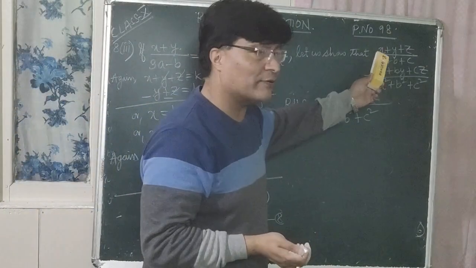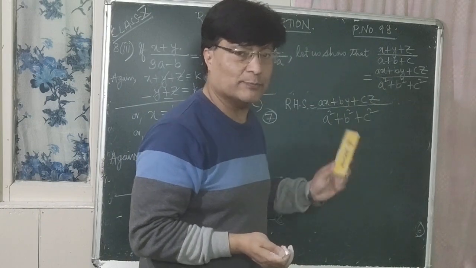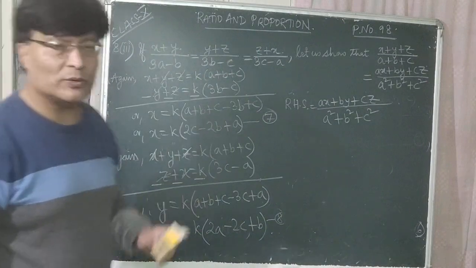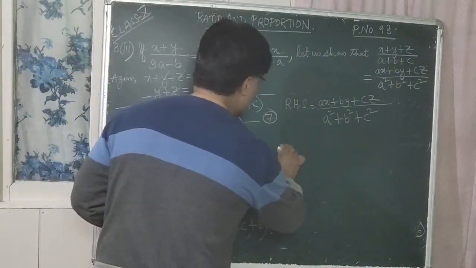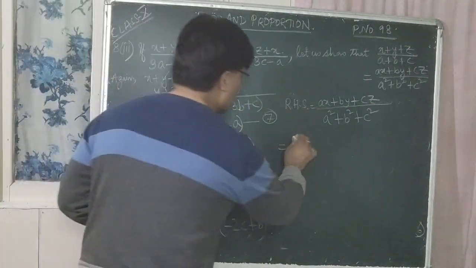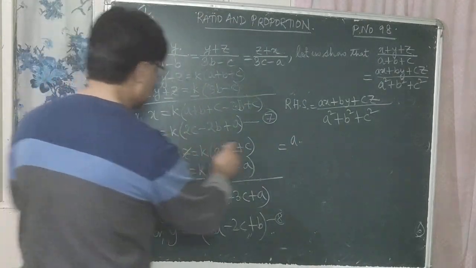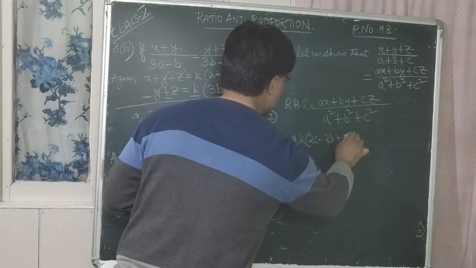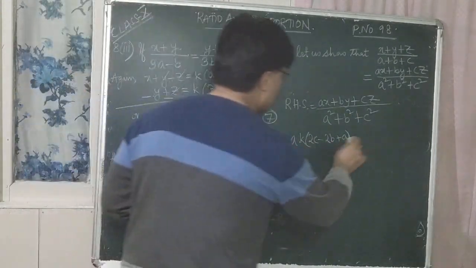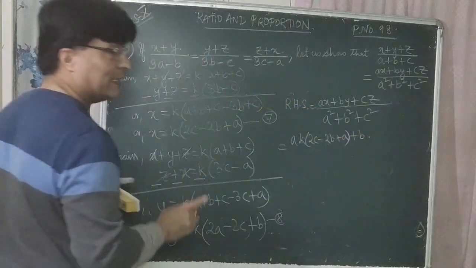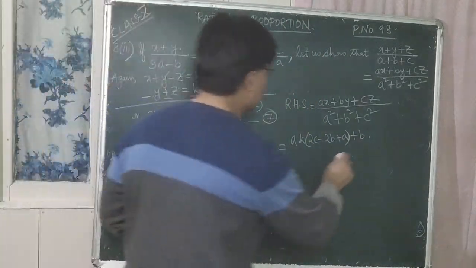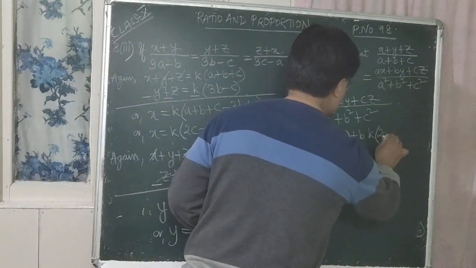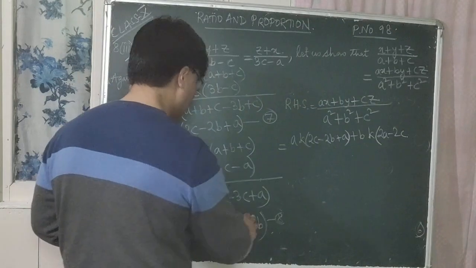Then only we can write this LHS is equal to RHS, because the value for LHS is already determined, which is equal to k. So now a into what is x, put the value of x, that is k into (2c - 2b + a). Similarly, plus b into what is y, what is the value for y? It is k into (2a - 2c + b).